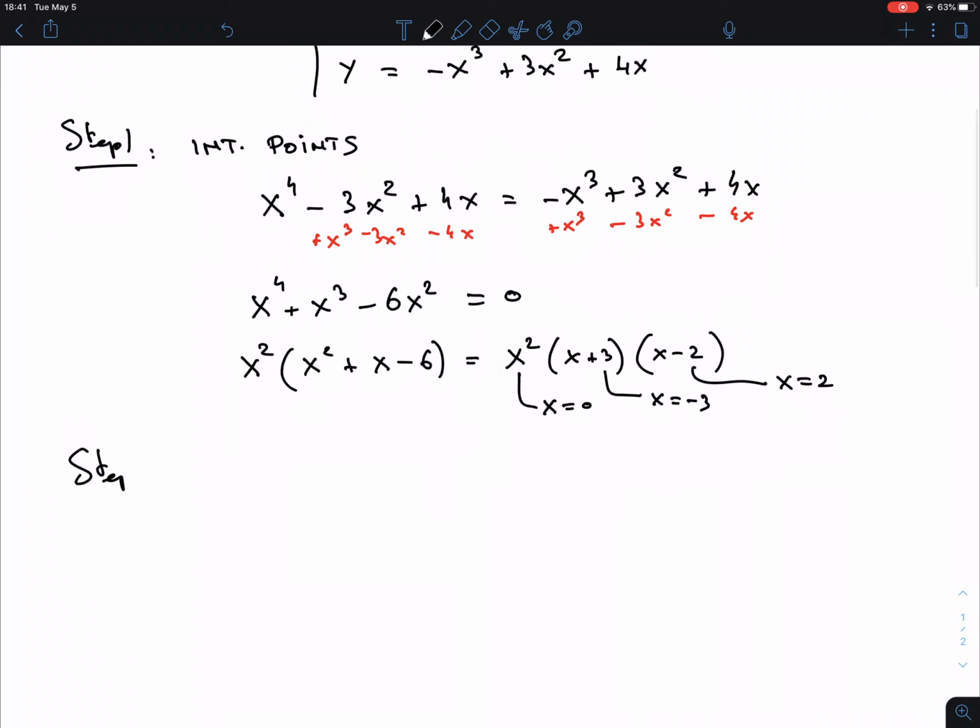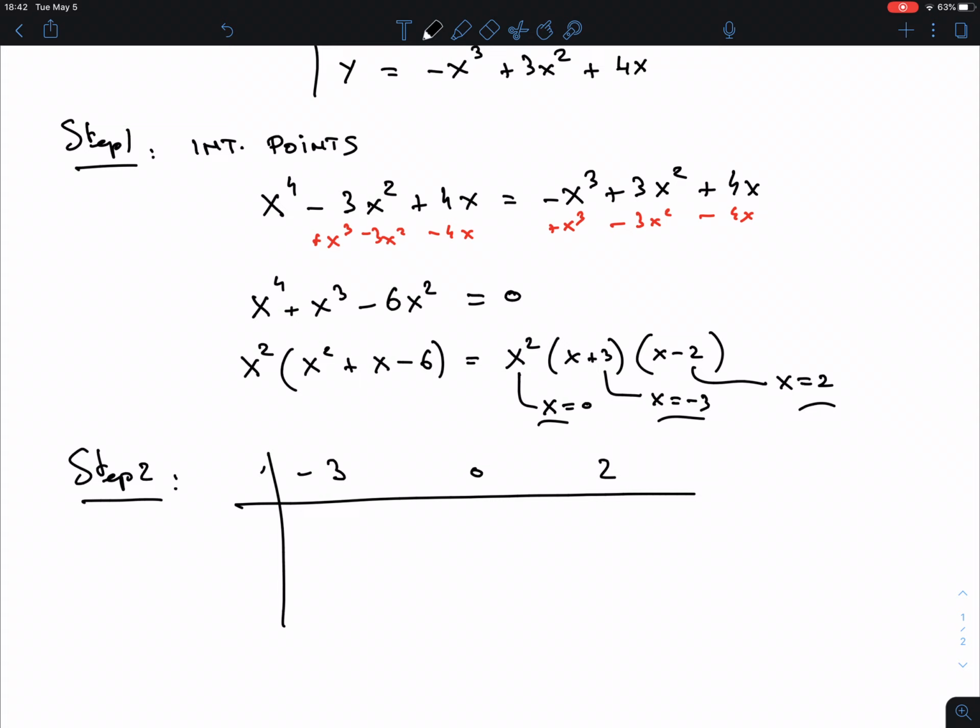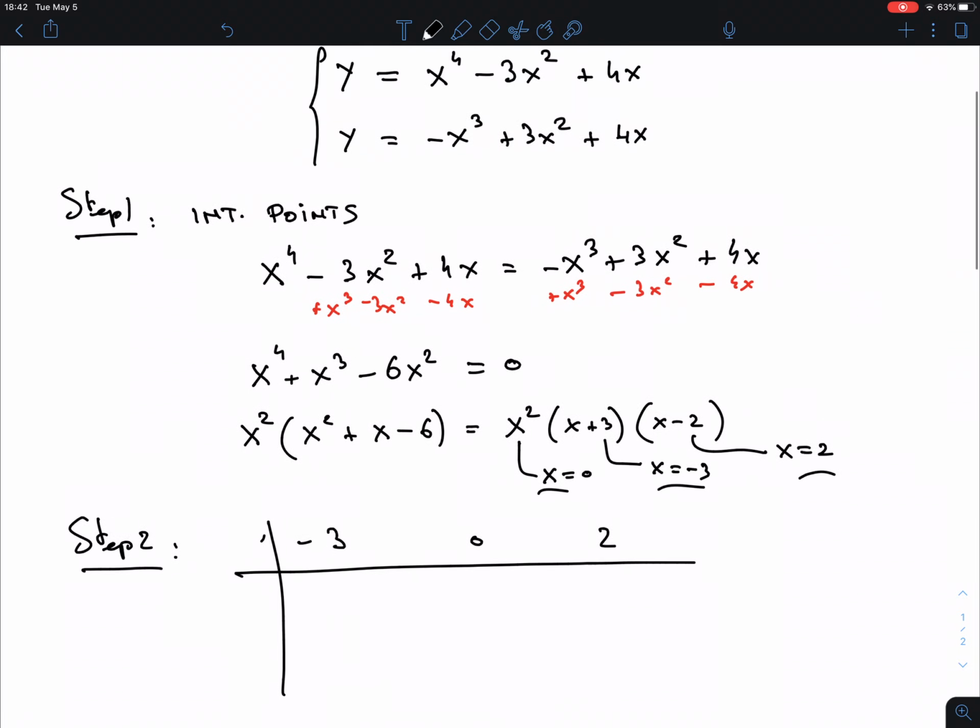Step 2. These two curves intersect each other 3 times. So they might cross over or not, we don't know. That's why we make the table. In the table, very important is that these 3 points have to be put in order: minus 3, 0, and 2. And then we have our two curves here, the two equations, x to the fourth minus 3x squared plus 4x, and minus x cubed plus 3x squared plus 4x.